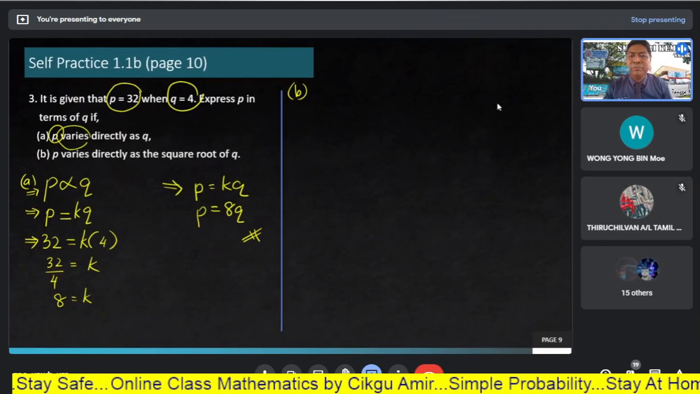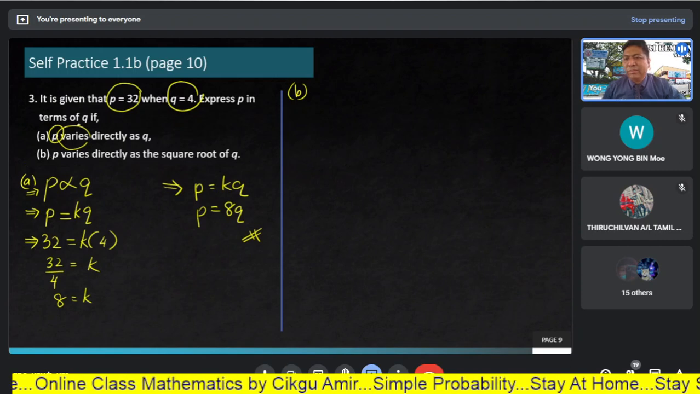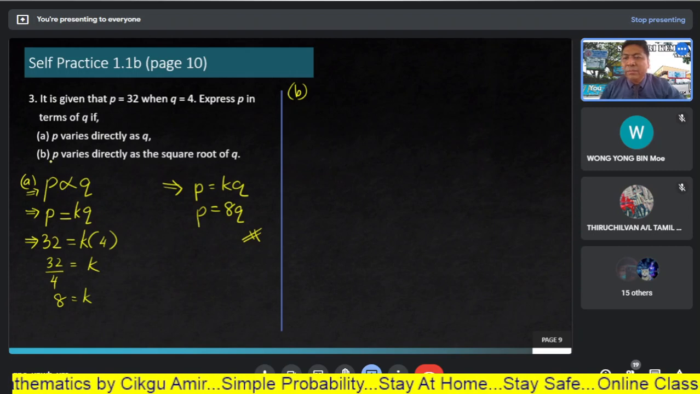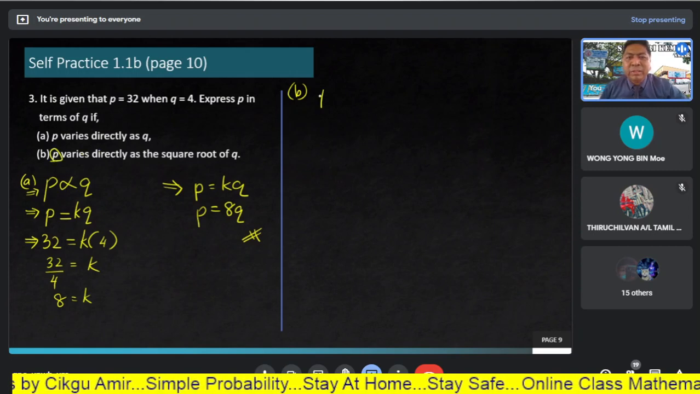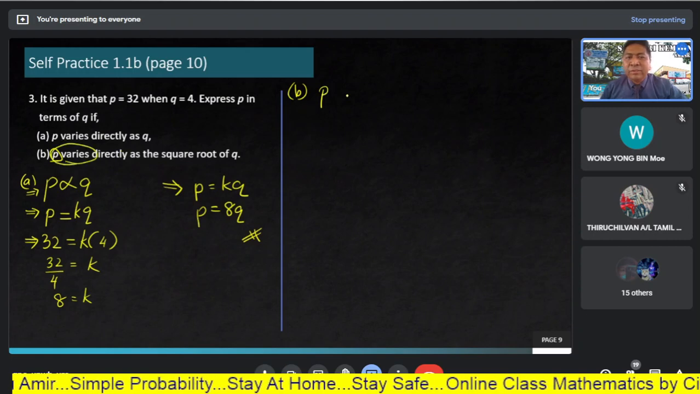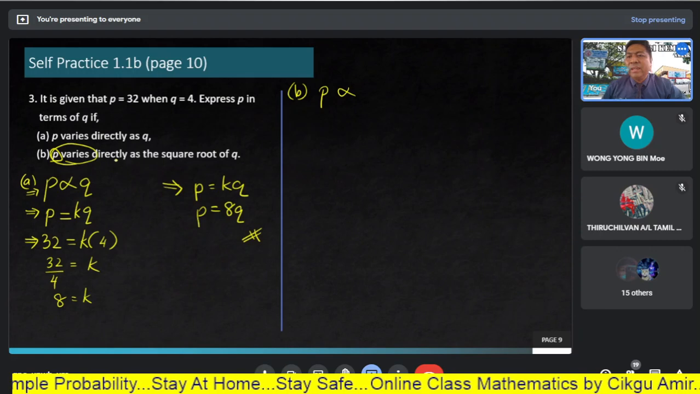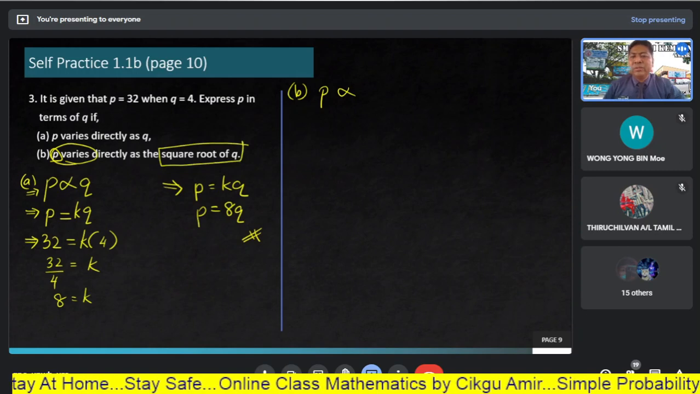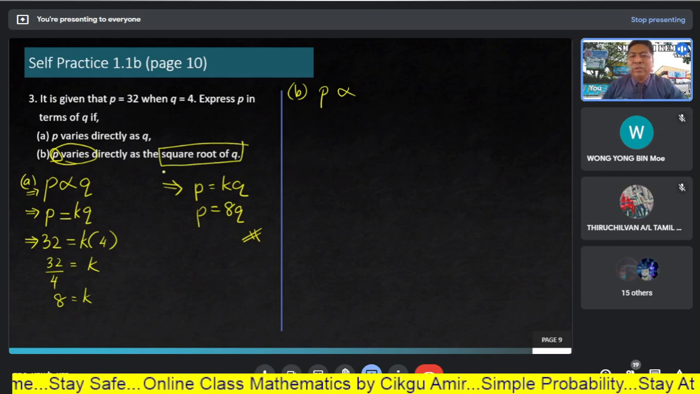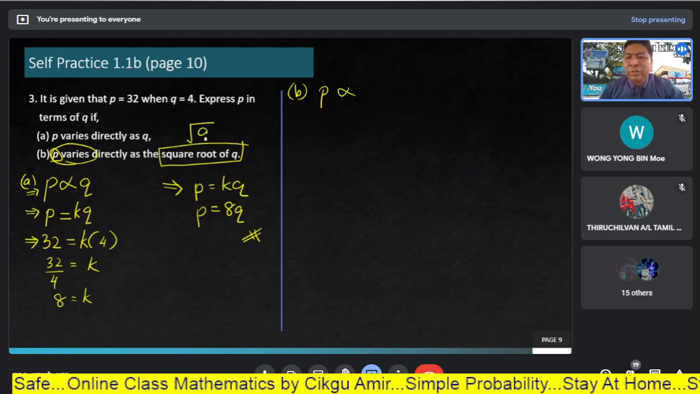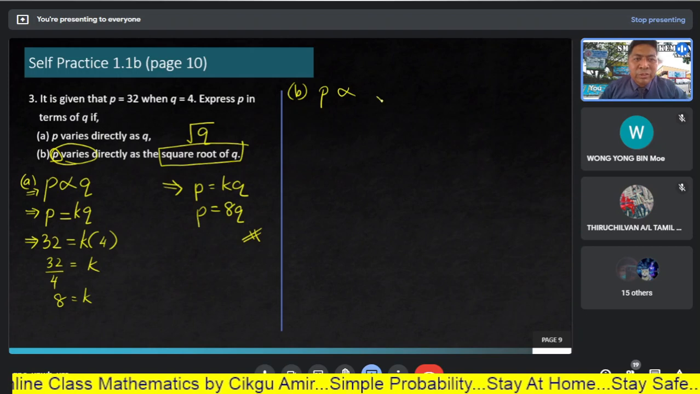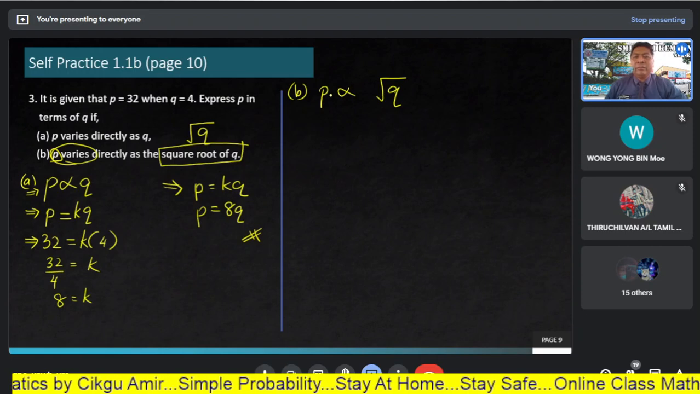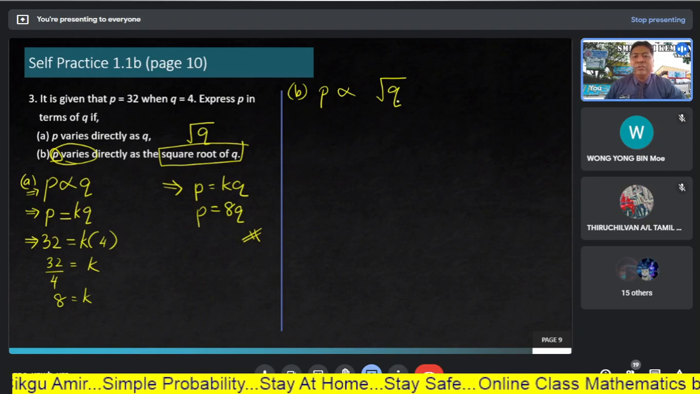Okay, teruskan B. A sudah siap. Sekarang pergi B. Put a symbol of variation: P varies directly as the square root of Q. Kita tahu dulu ini apa, square root of Q is punca kuasa 2 Q. This is the first step: P varies directly as the square root of Q.